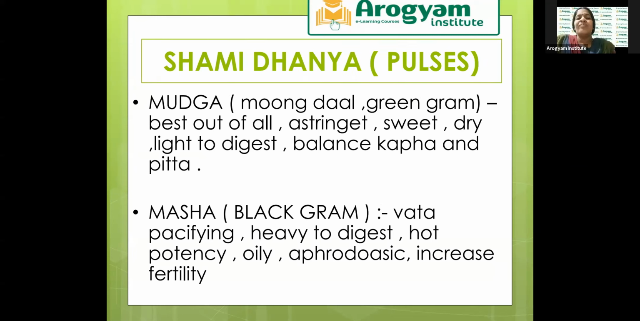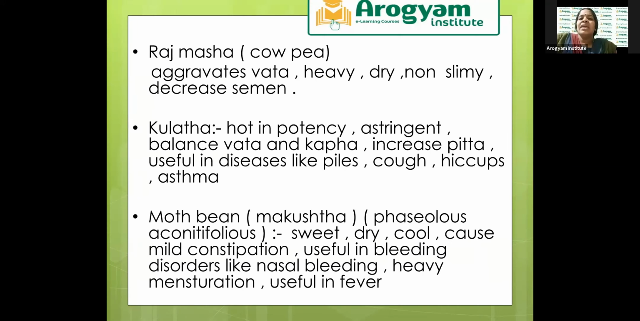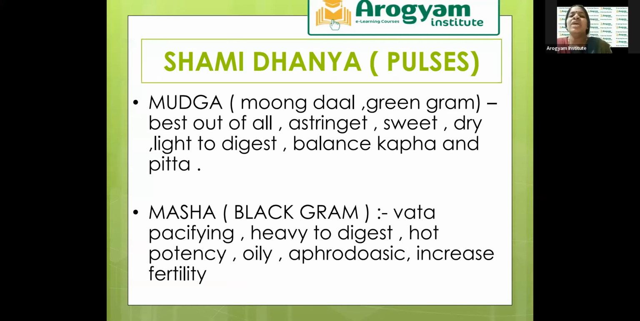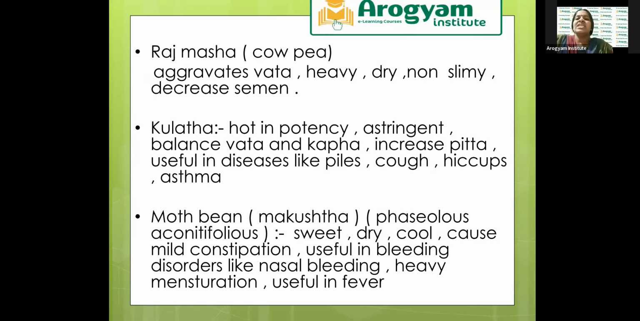So Shami Dhanya means group of pulses. So isme we have just discussed about moong dal, urad dal, rajma, kulti, motbeen and all these today. So let us see. Moong dal means it is best of all astringent, that is, it is having kashaya rasa, a bit of sweetness also. It is dry and light for digestion, balances kapha and pitta. Masha means urad dal, it is vata reducer, lekin digestion में कुछ heavy है. It is hot in potency. It is a bit lubricating. Of course, it is aphrodisiac, increases fertility.